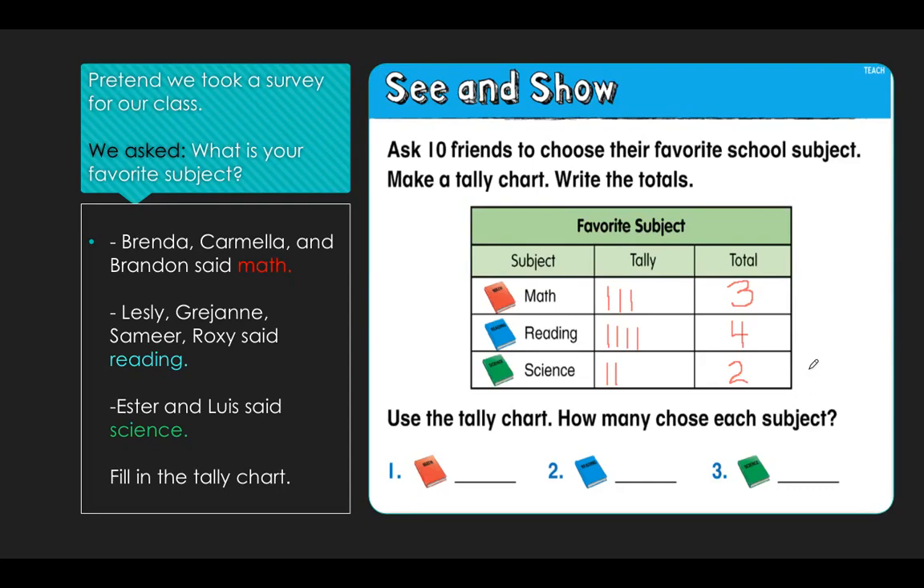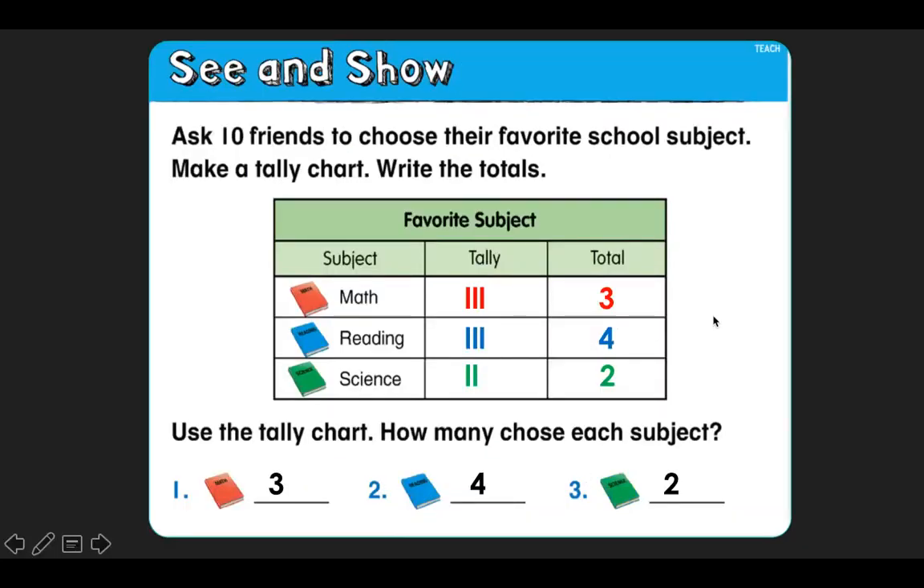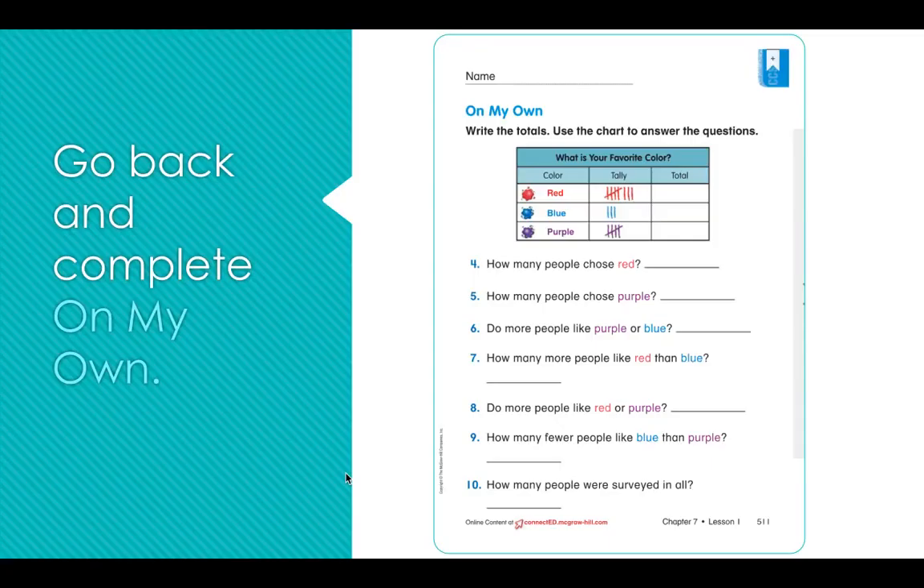Use the tally chart. How many people chose each subject? All right, if you have not filled in the tally chart yet, you can take a moment and fill it in. Pause the video, and when you're finished, we're going to go on to the next page. Now we are going to skip On My Own, page 511, and go on to the next page. And then when we're finished with this lesson, you'll go back and finish On My Own by yourself.